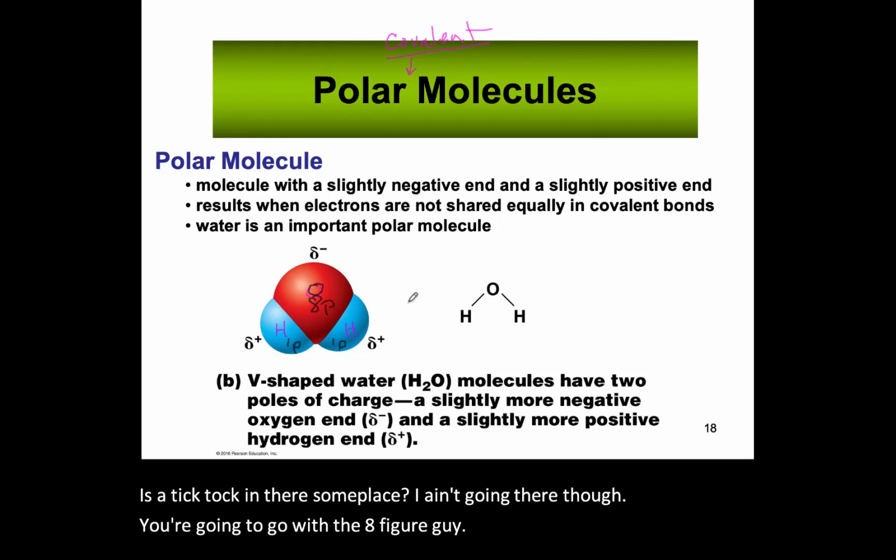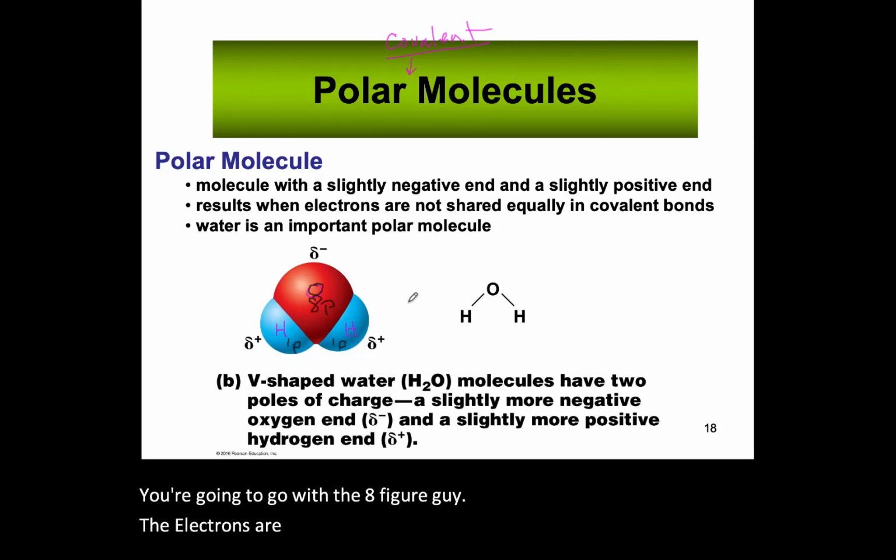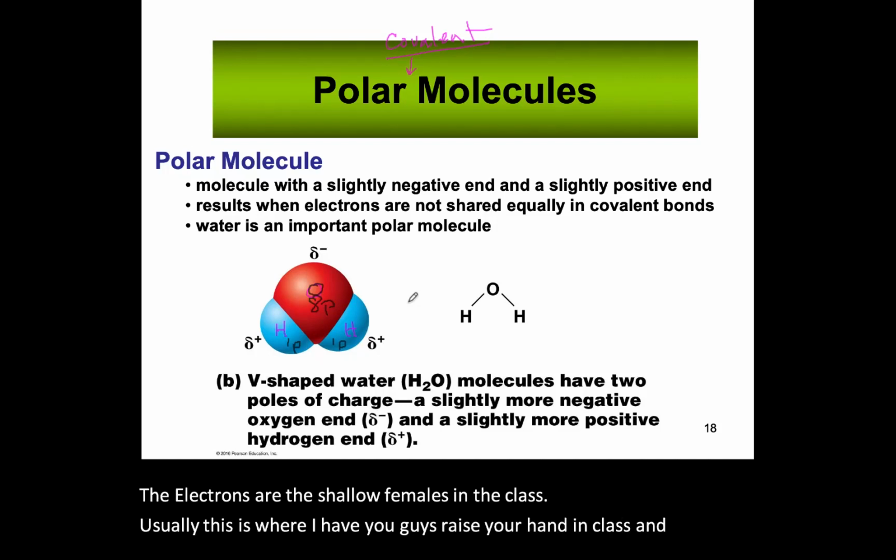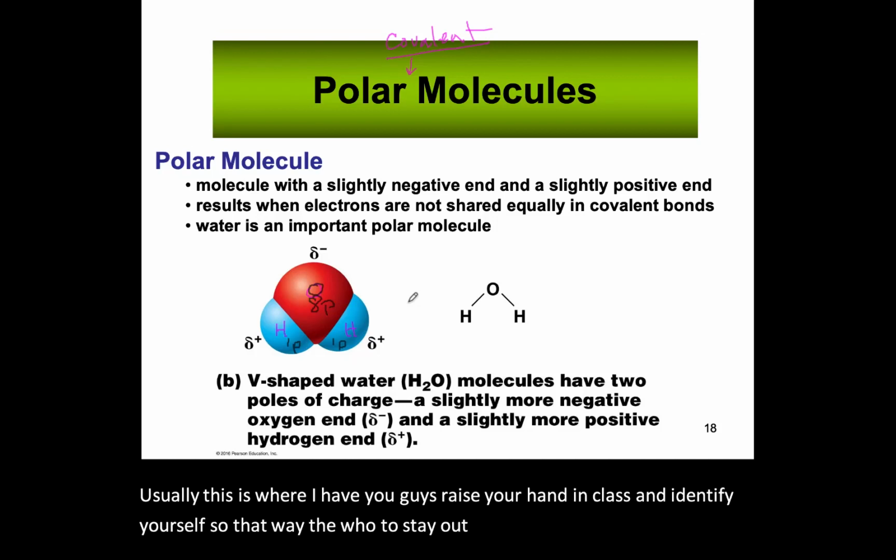The electrons are the shallow females in the class. Usually this is where I have you guys raise your hand in class and identify yourself so that way the guys know who to stay away from. Can't do that here.